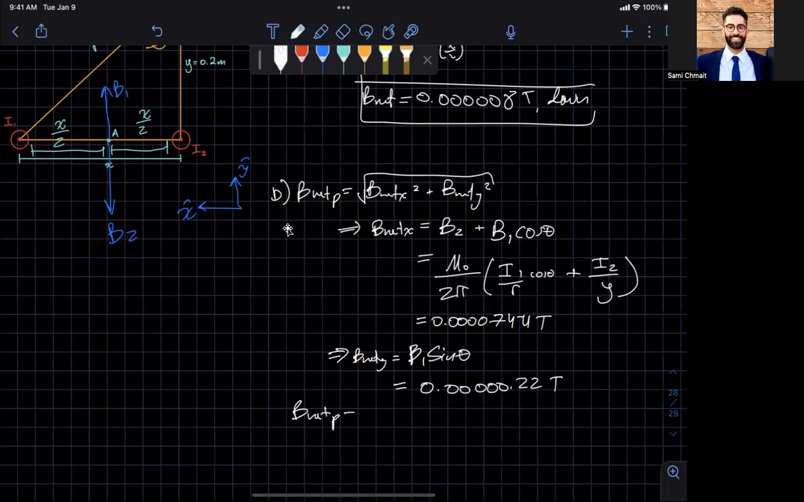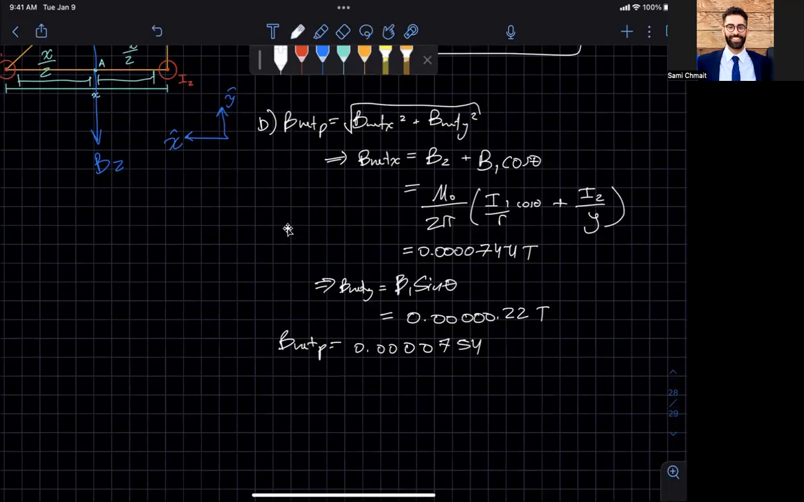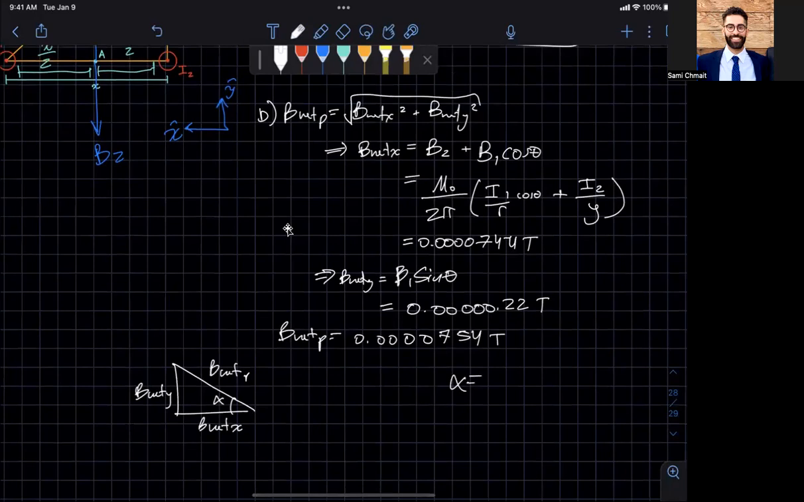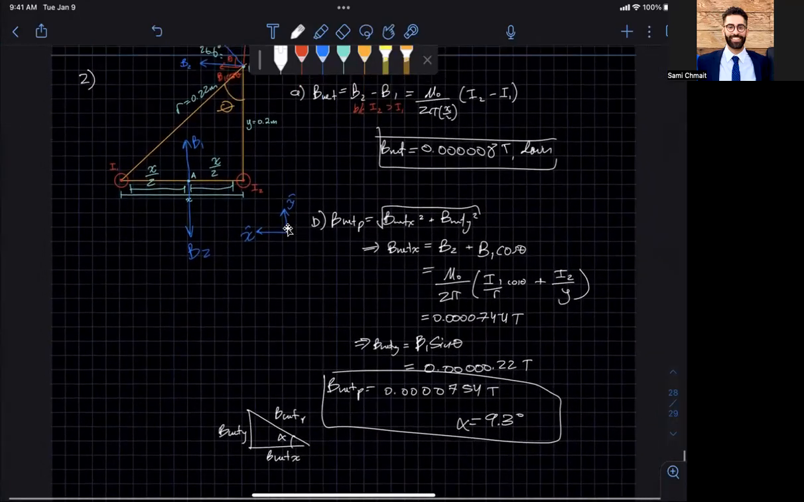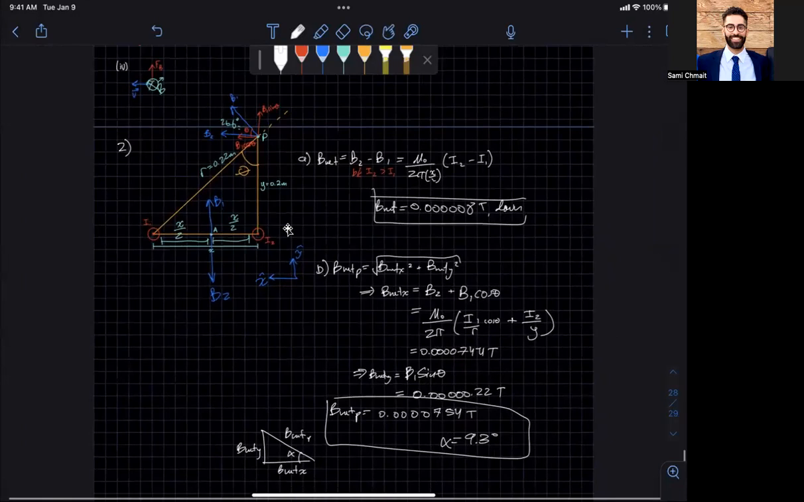Then we can plug both of our values into this expression. B net P is equal to 0.0000754. And plug in your two components to find the angle for this vector. Call that alpha, and alpha will be equal to 9.3 degrees above the positive x-axis. I think this gets to all the key ideas here. Okay, let me zoom out here. All right.